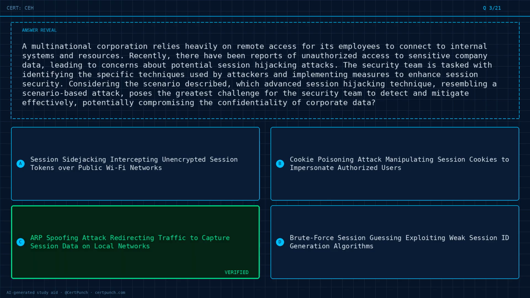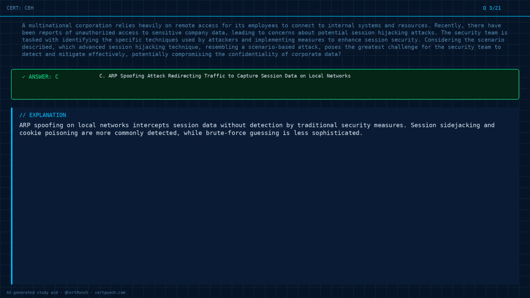The answer is option C. Exam logic. ARP spoofing on local networks intercepts session data without detection by traditional security measures. Session sidejacking and cookie poisoning are more commonly detected, while brute force guessing is less sophisticated.